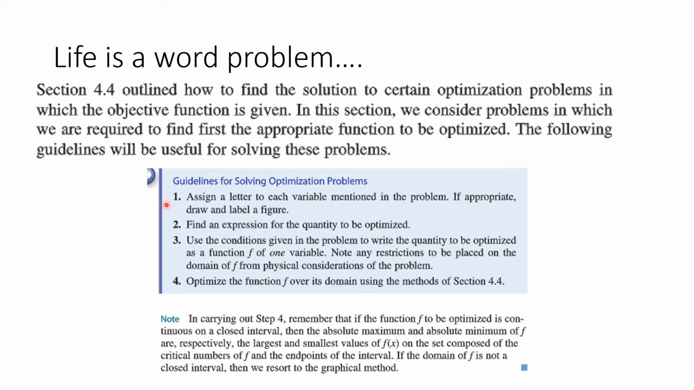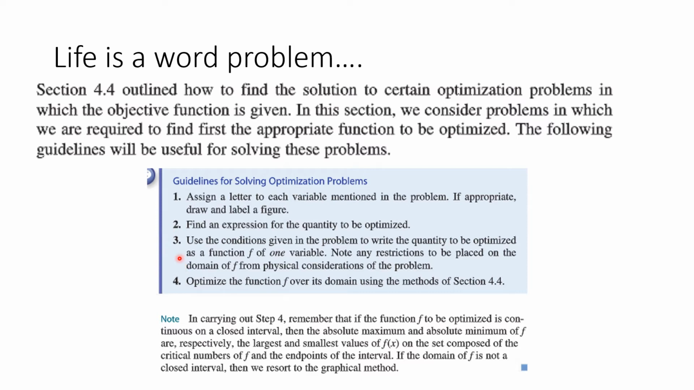Number 1, assign a letter to each variable mentioned in the problem. If appropriate, draw and label a figure. I guess step 0 is to read the problem several times. Then find an expression for the quantity to be optimized.